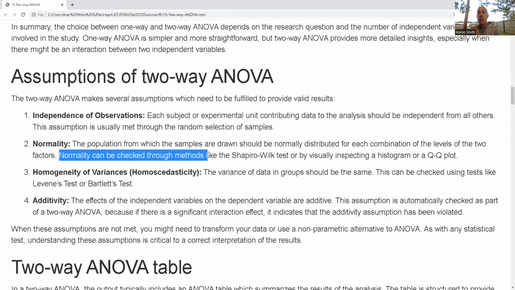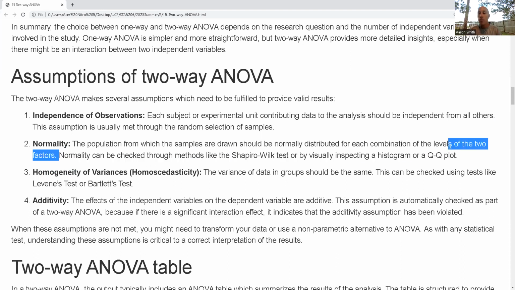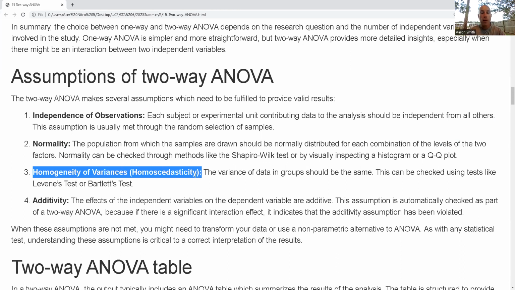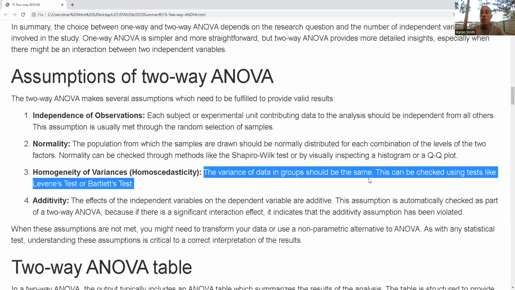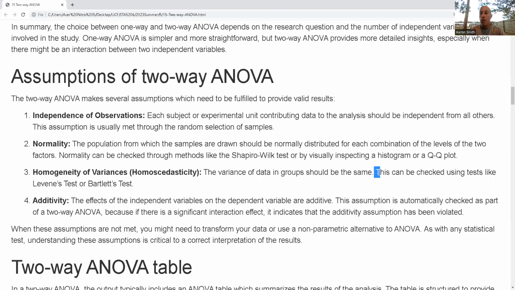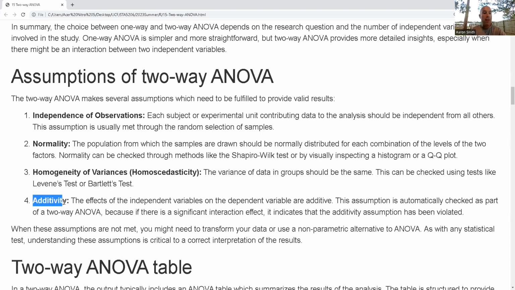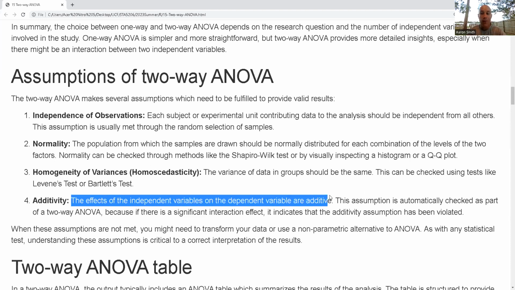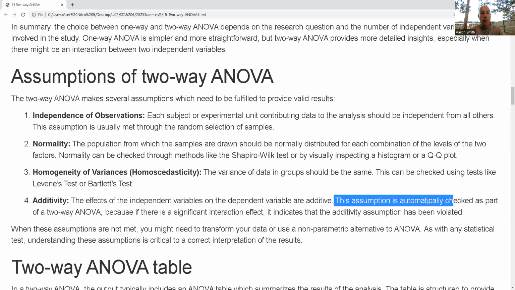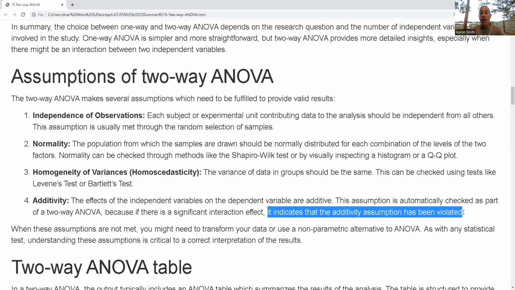Normality can be checked through methods such as Shapiro-Wilk tests or by visually inspecting histograms and QQ plots. Next one is homogeneity of variances, homoscedasticity. The variance of data in groups should be the same. This can be checked by using Levene's test or Bartlett's test. And then additivity. The effects of the independent variables on the dependent variable are additive. This assumption is automatically checked as part of a two-way ANOVA because if there is a significant interaction, it indicates that the additivity assumption is violated.